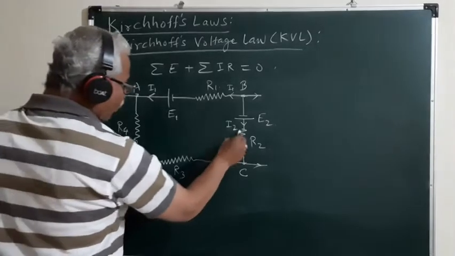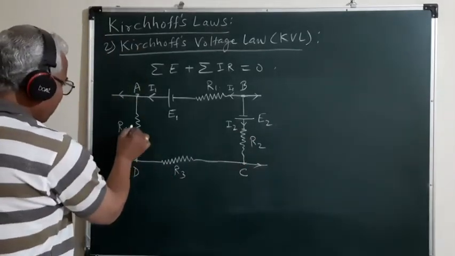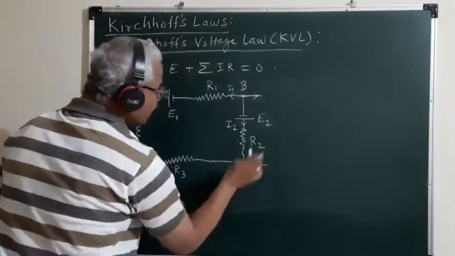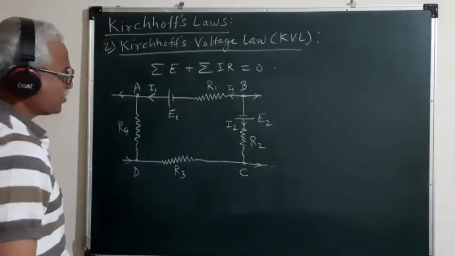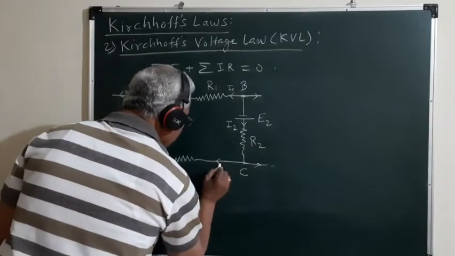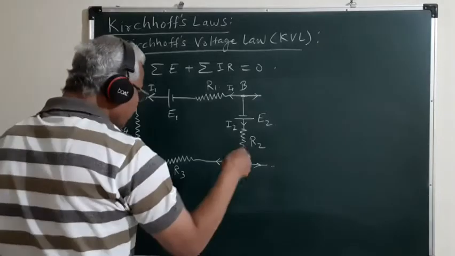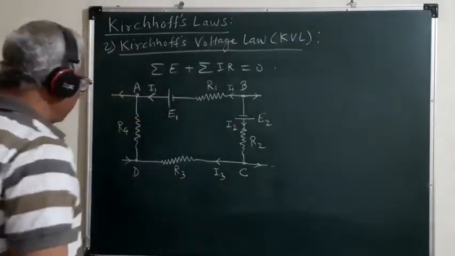It is not that all that current I2 will flow through R3, or that current I1 will flow through R3, but it depends on the rest of the network and how the current branches at this junction C, so that the current flowing through R3 is not equal to I2 or I1, but something different, and let us consider this current as I3.